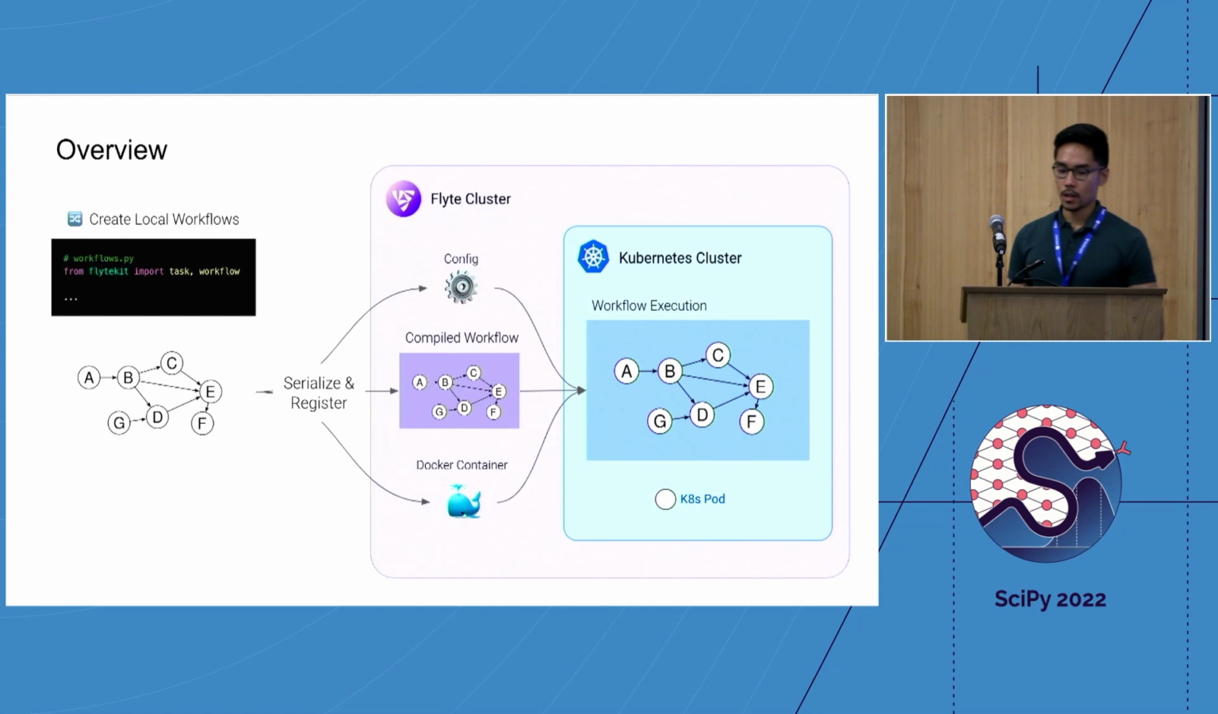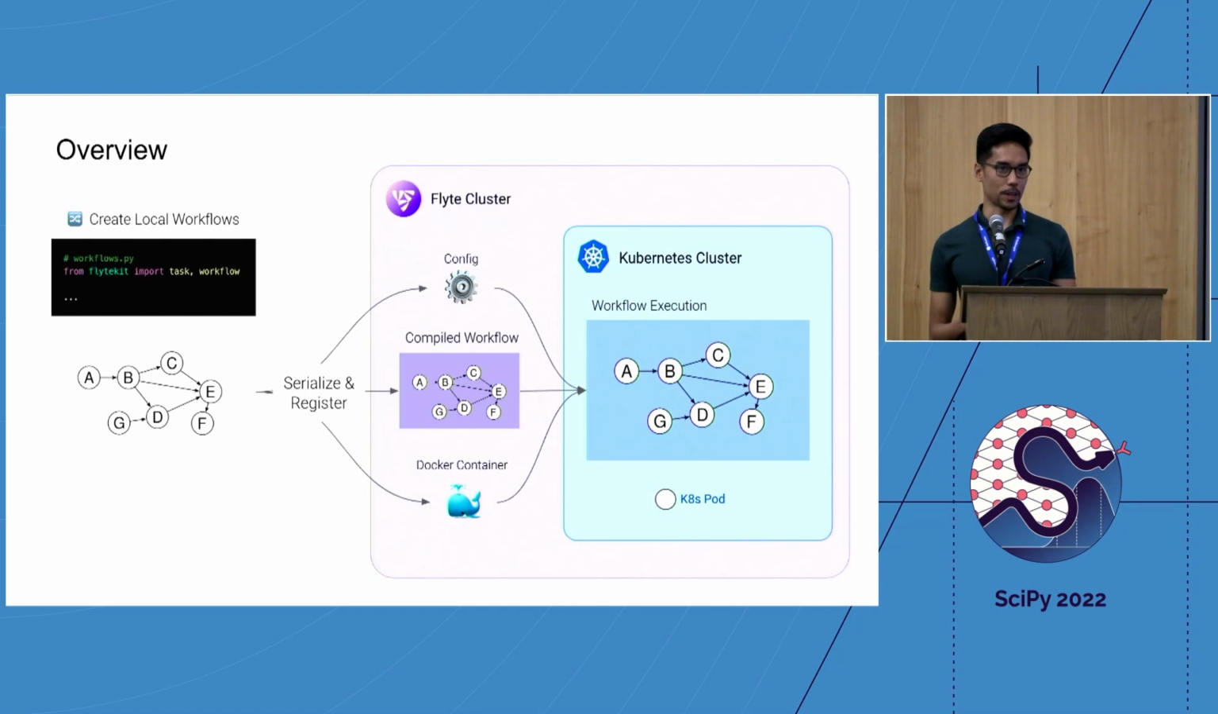To give you a really super high overview of how Flyte works, on the left-hand side, you create workflows locally in your development environment. So you import Flyte Kit. I'm going to go into what tasks and workflows mean in the Flyte Kit world. And right below it, you see an execution graph: A, B, C, D, E, and F. They're connected in some logical way. You take this graph and do something that we call serialization and registering it to a Flyte cluster.